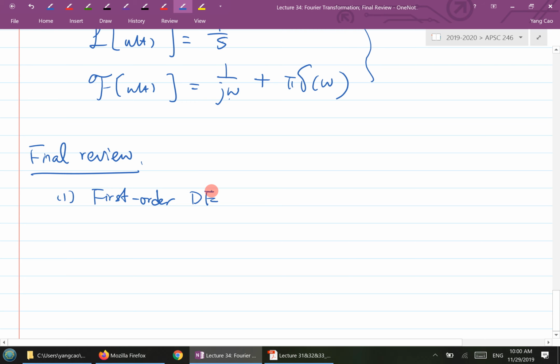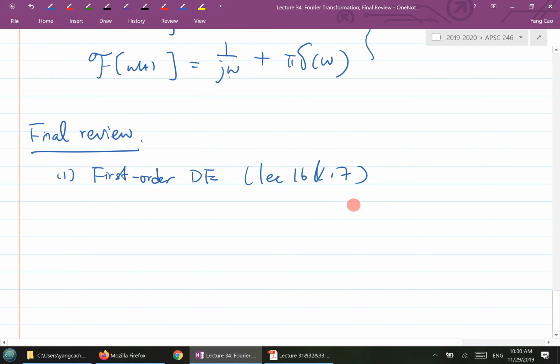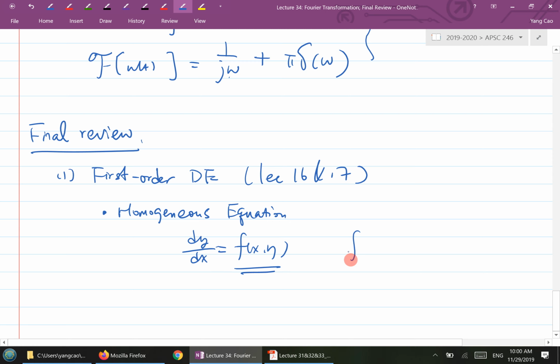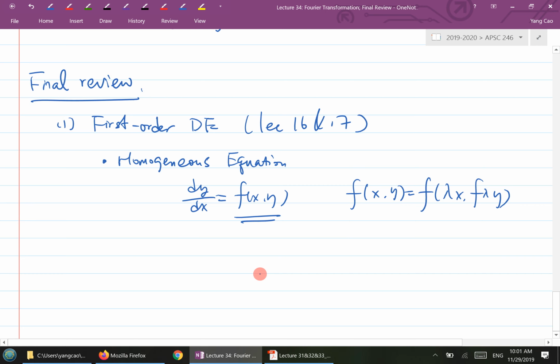So we continued on the first order differential equation in lectures 16 and 17, and we covered two more types of first order differential equation. One type is called the homogeneous type equation. Basically, if this function f of x can be written as this, then we call it homogeneous of order 1, or just a homogeneous equation. And we have ways to solve this, so take a look at the lecture notes.